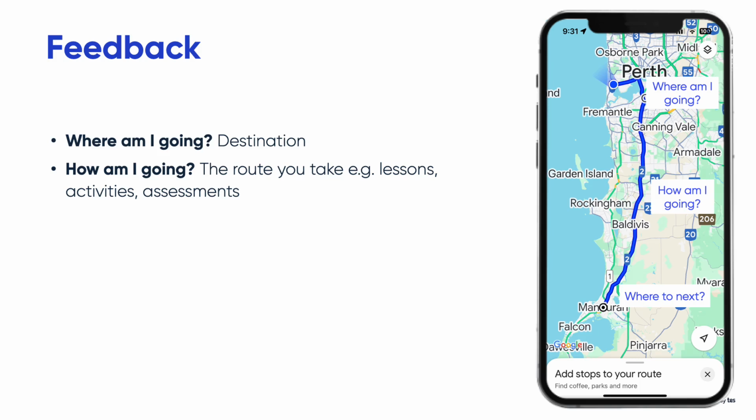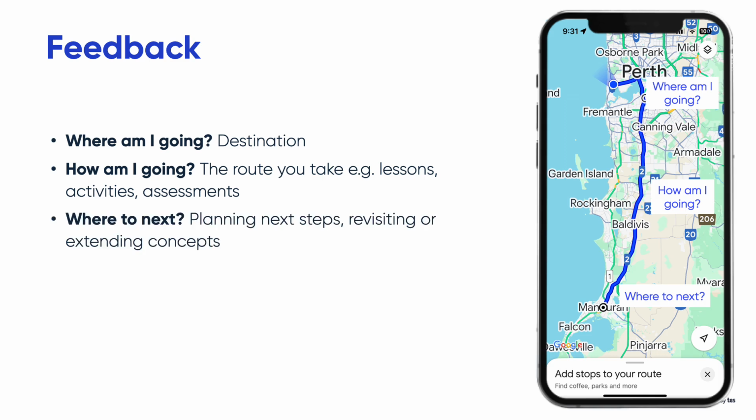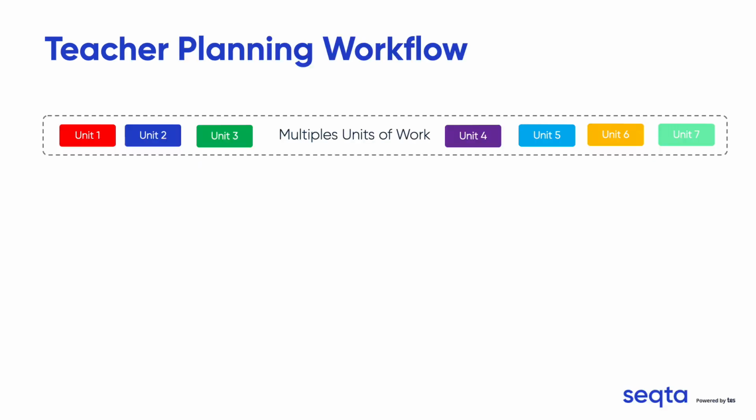And if we relate that to the teaching and learning process, that's all of the lessons. There might be formative assessments, checking student progress as you go. And then finally, when you get to the end of the unit, what are the next steps? What are some of the key understandings or key concepts that need to either be revisited or extended in the next unit?